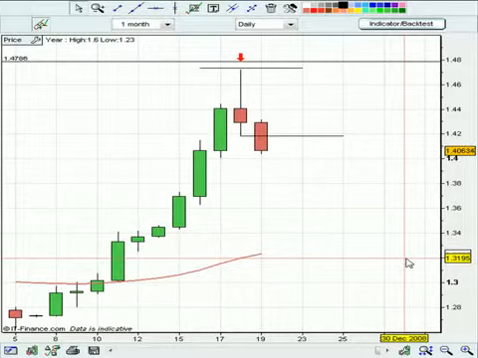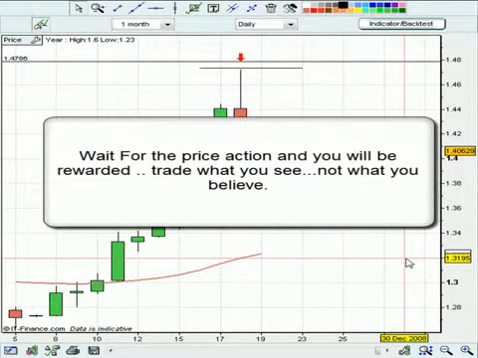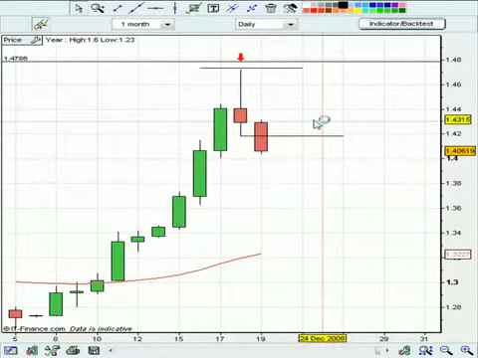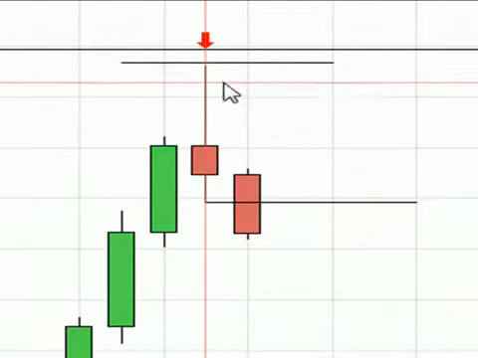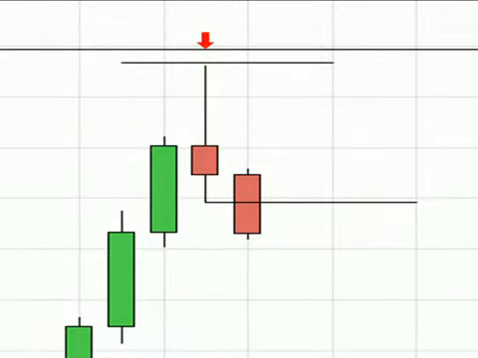The anatomy of a pin bar: a large reversal in the market, forming anywhere, with a large tail. The tail must be greater than 2/3 of the entire range. So what that means is that little body right here needs to be 1/3, and the tail should ideally be 2/3.